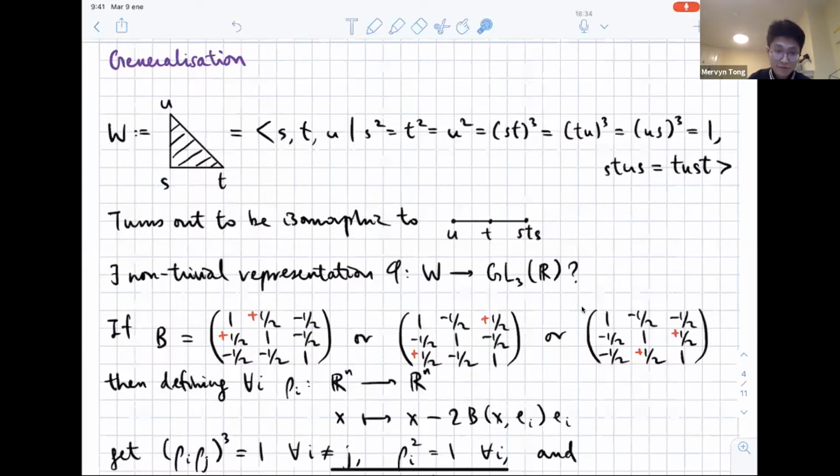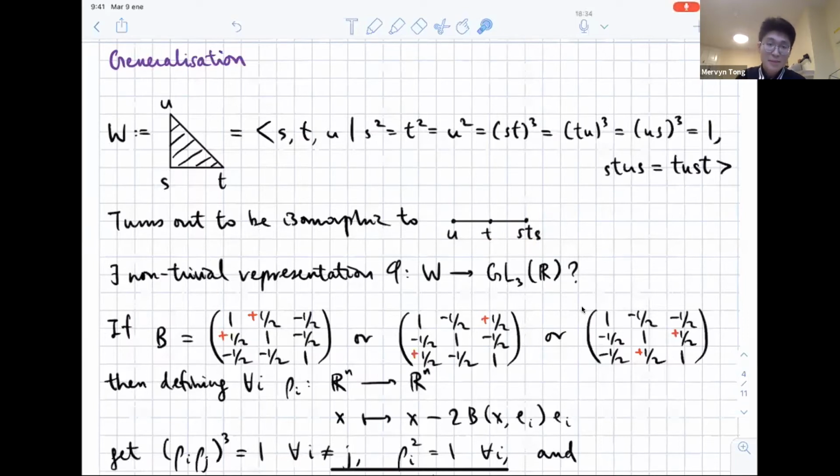And notice here that for this group, I've shaded in this triangle, and this shading represents the relation STUS is TUST. And this is a fairly weird kind of relation. And once again, there are geometric reasons that back up the fact that shading should correspond to this. But it also turns out that this group is isomorphic to this Coxeter group here that's generated by UT and STS.